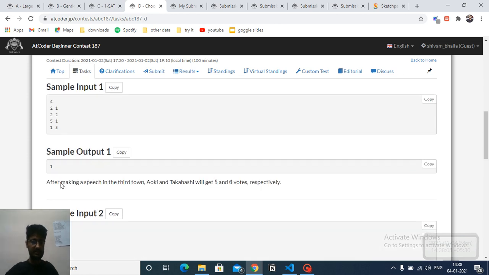Yep. So as you can see in this example, these are different cities. Let's assume that these are the voters for Takahashi and these are the voters for Aoki in every city. Now if Takahashi goes and gives a speech in only one city, then all the voters in that city, who would initially vote for Aoki or Takahashi, will give their vote only to Takahashi. So Takahashi will get 3 votes. I hope you get the point.